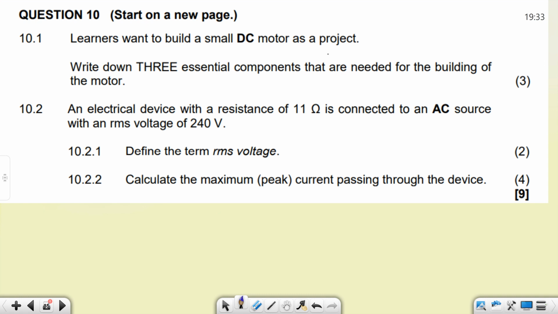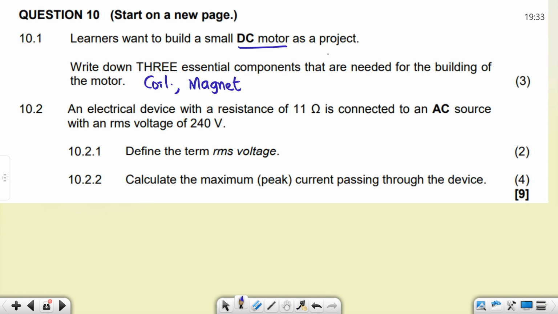Check this. Learners want to build a small DC motor. Write down 3 essential components that are needed. That's what I mean by parts. What do they need? Number 1, they need a coil. And the coil is supposed to cut through the magnetic field. That's the function. Number 2, they need a magnet. What will the magnet do? It will produce the magnetic field.